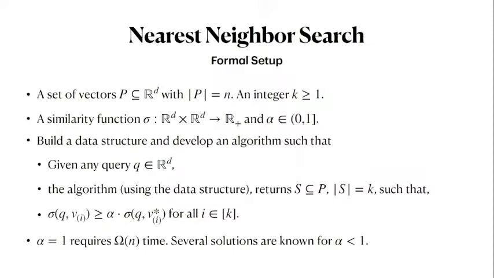Alpha equal to 1 actually requires linear time, but there are several solutions known for alpha less than 1. So if you allow for approximation, you can get very fast algorithms of sublinear time. This has been studied for a long time, starting with locality sensitive hashing. There are recent graph-based methods as well.